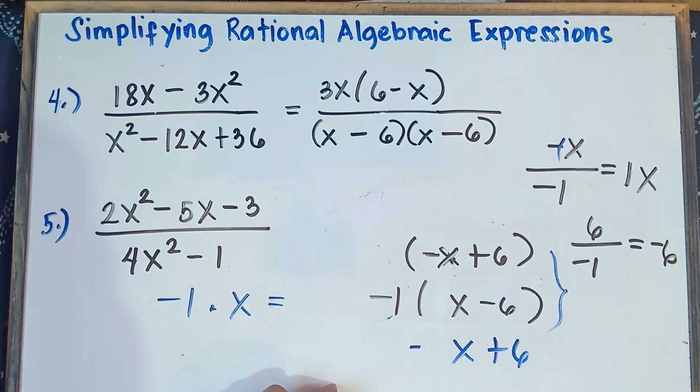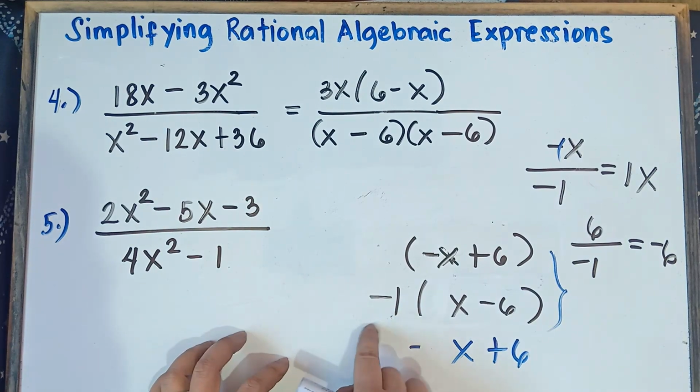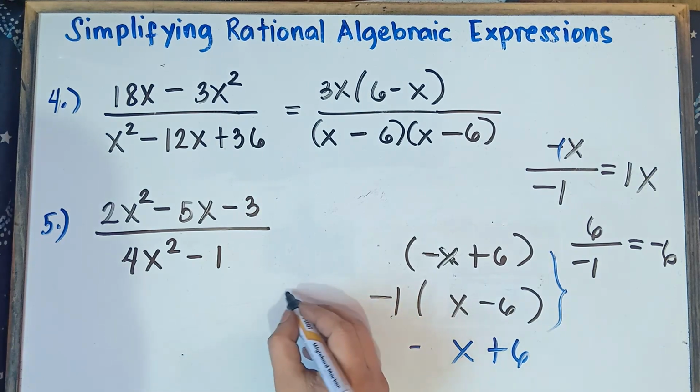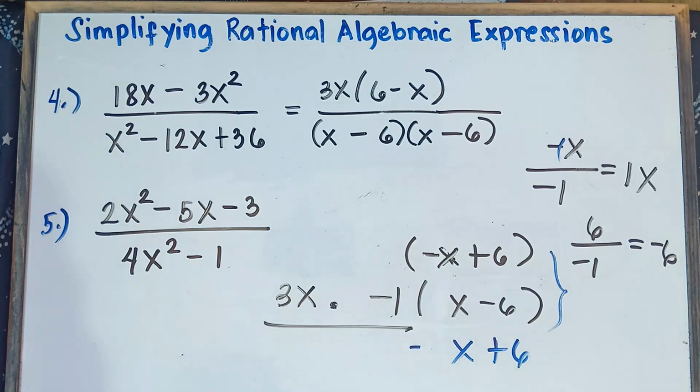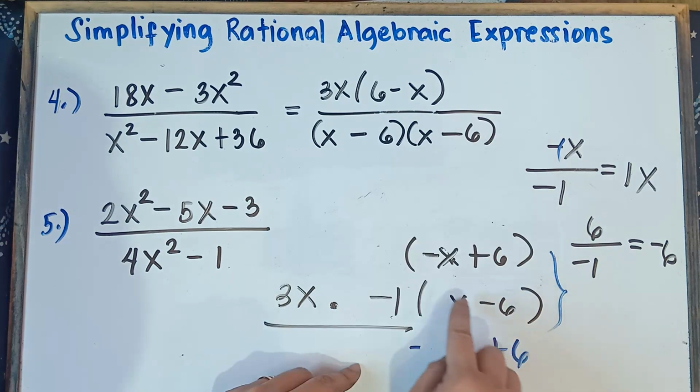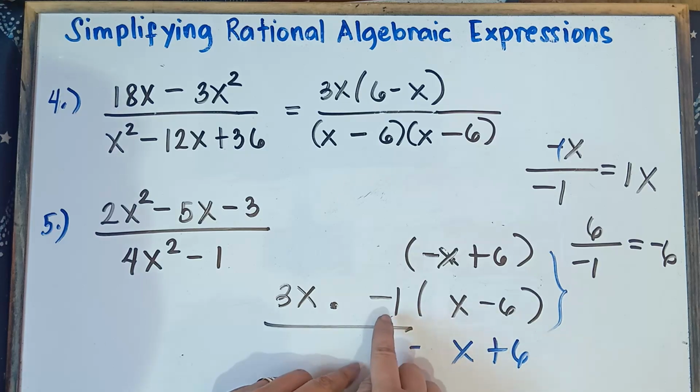So we can factor this out. We have 3x a while ago, and then we factor this out by negative 1. So therefore, this will be 3x multiplied by negative 1. Once again, class, I hope you're not confused. This negative x becomes positive x, and then we have negative 6. So x minus 6, and then negative 1 here on the outside.